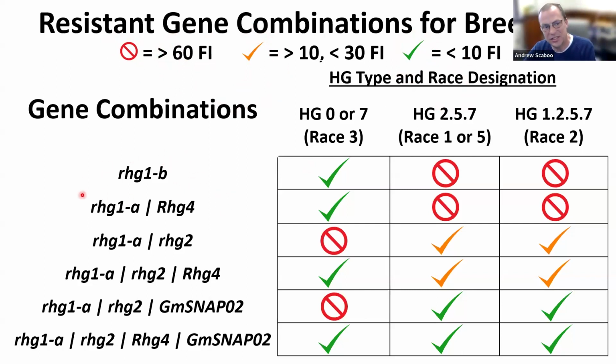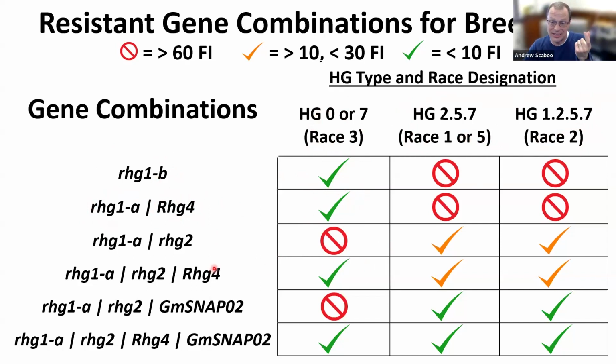So with just RHG1B, and then we have our HG types. This is our least virulent, the population you don't find much anymore in farmers' fields. This is the population that overcomes 88788 type resistance. This is the population that overcomes both Peking and 88788 type resistance. So with only RHG1B, you only get resistance to this first HG type. Very similar resistance with only RHG1A and RHG4. You only get resistance to this first one.